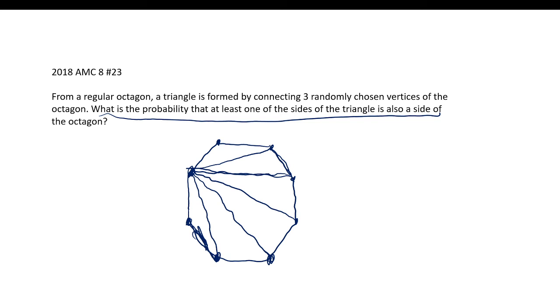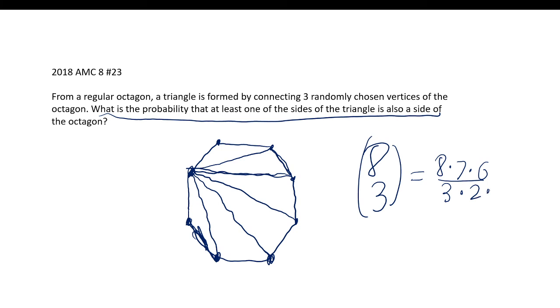Now, we want to count the possible outcomes first, and the possible outcomes are pretty simple. 3 randomly chosen vertices of the octagon. Well, how many ways can we form the triangle? That's just 8 choose 3 ways, which is 8 times 7 times 6 over 3 times 2 times 1. 3 and 2 cancel out to 6. We have 56 possible outcomes. 56 triangles can be built.